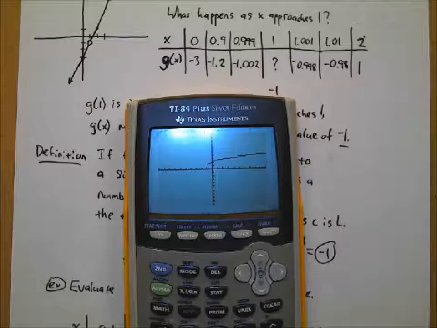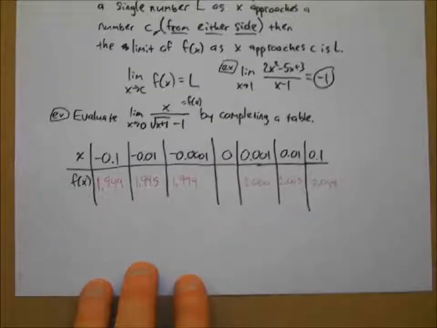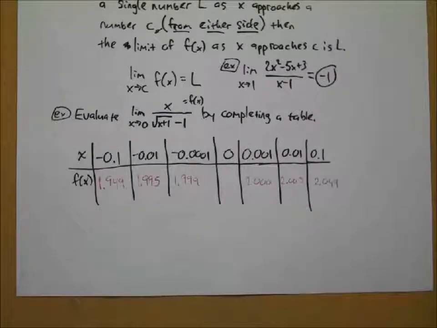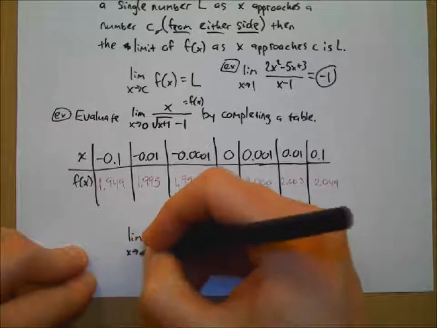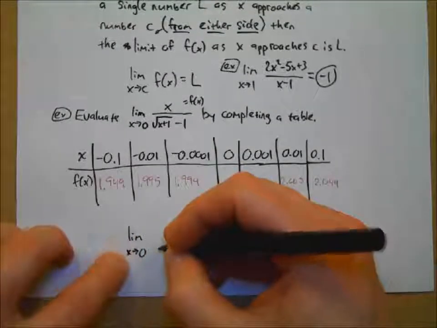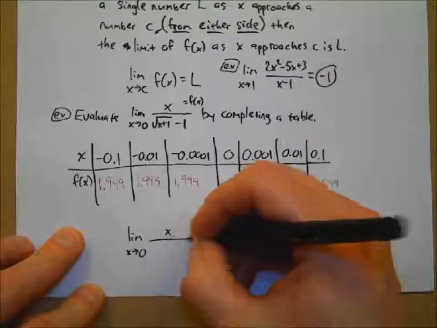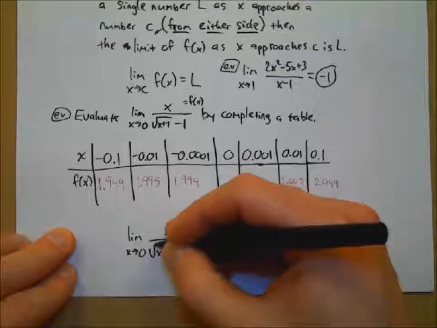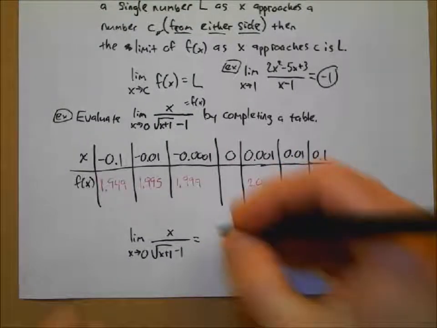Okay, so I think you guys got the idea here. So that's what the table is going to look like, filled in, something like that. And so with this data in our hands, we can then safely say that the limit as x approaches 0 of x over the square root of x plus 1 minus 1 is what? 2.